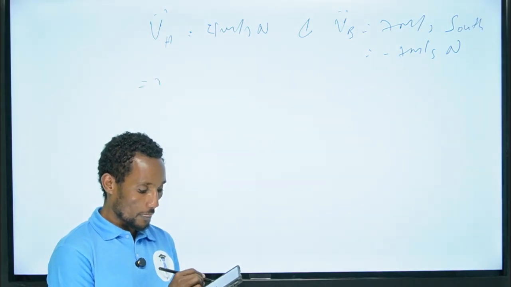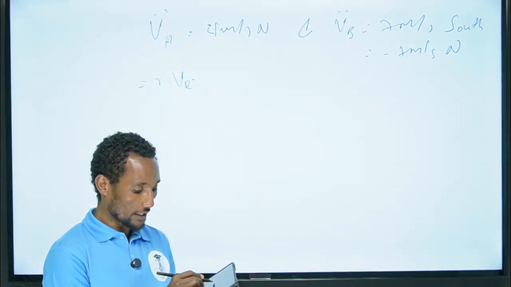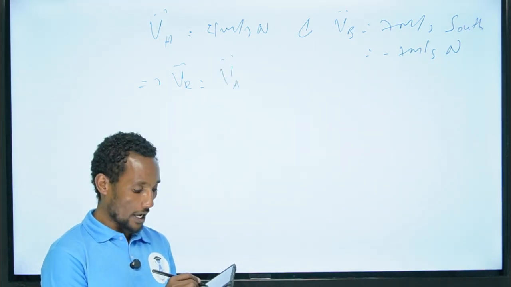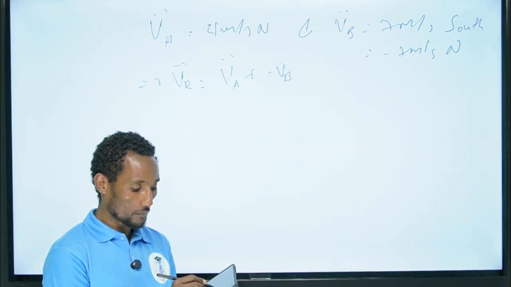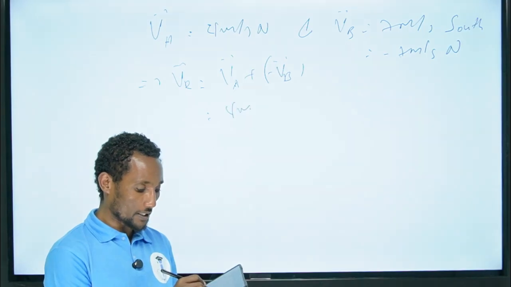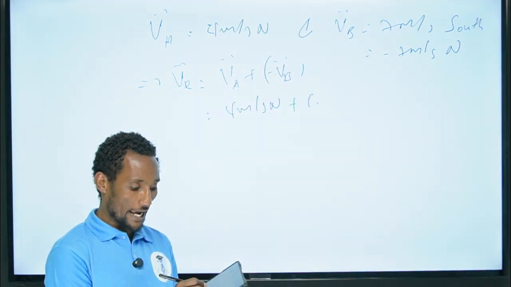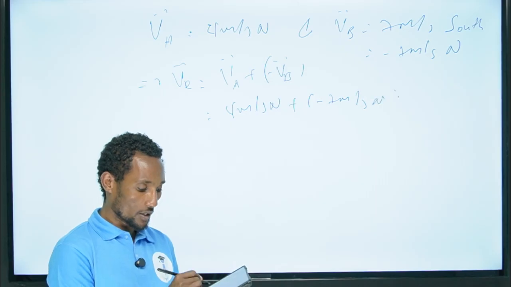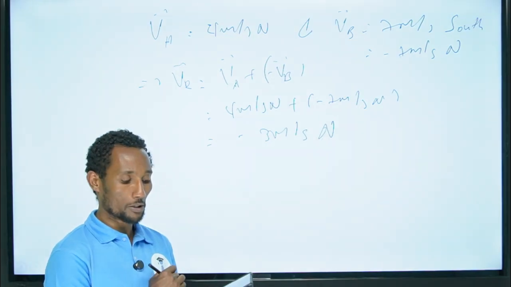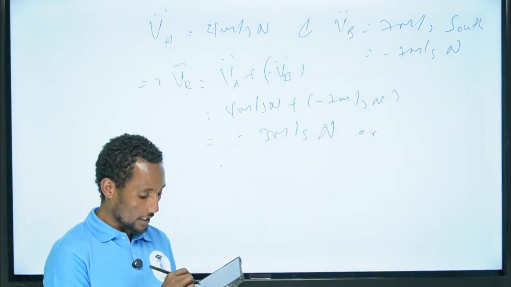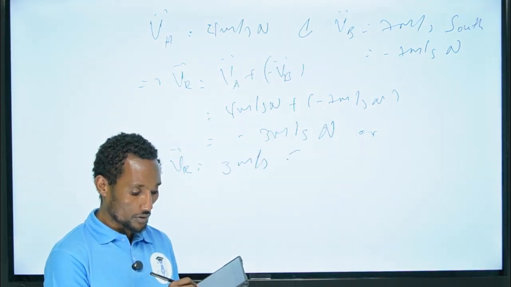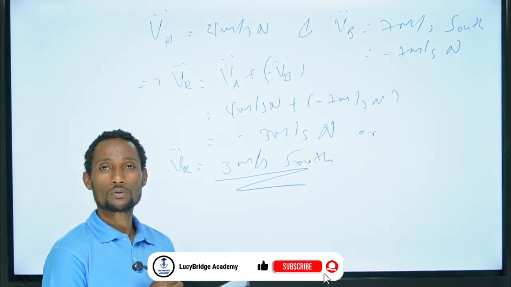Then we have the resultant velocity of A and B, which equals the velocity of A plus minus the velocity of B. The result is 4 meters per second north plus minus 7 meters per second north, which is minus 3 meters per second north. Or the resultant velocity equals 3 meters per second south.